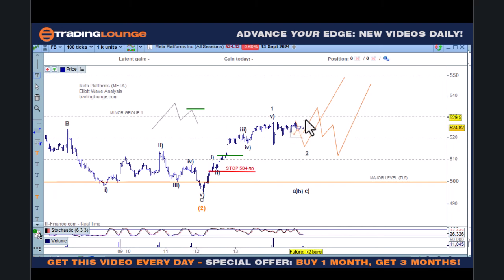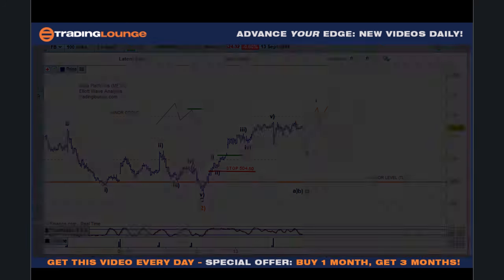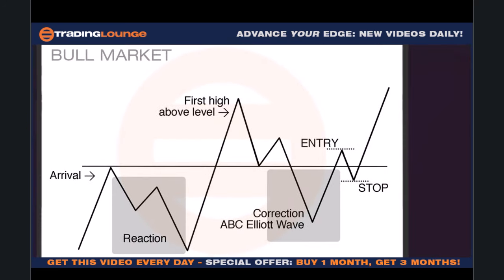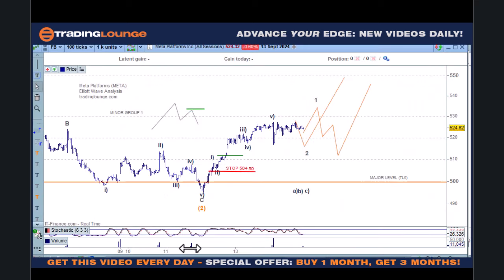So I don't really care what happens here. It would be nice if we can get a move up here as a wave one. But we do have 5 waves here already, but at the end of the day, we need this pattern here where we're going to have this first high across the top of group 1 here, and then our entry will be over here. So all pretty simple at this point.